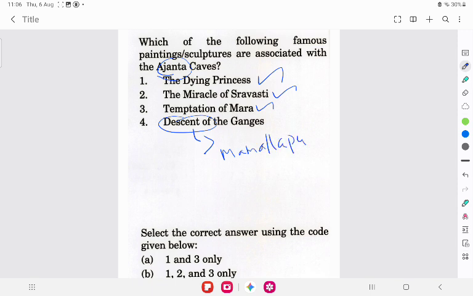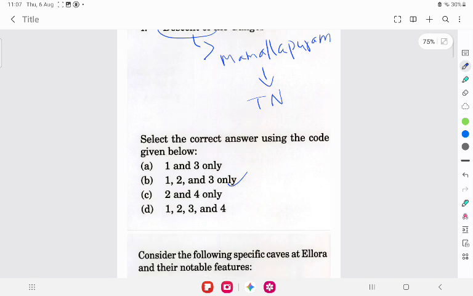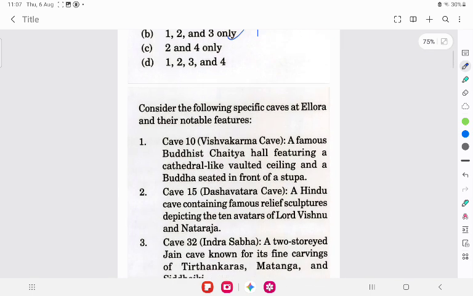Mamallapuram, which is situated in Tamil Nadu. TN. So the correct answer is B. Okay, let's move on to the second question.